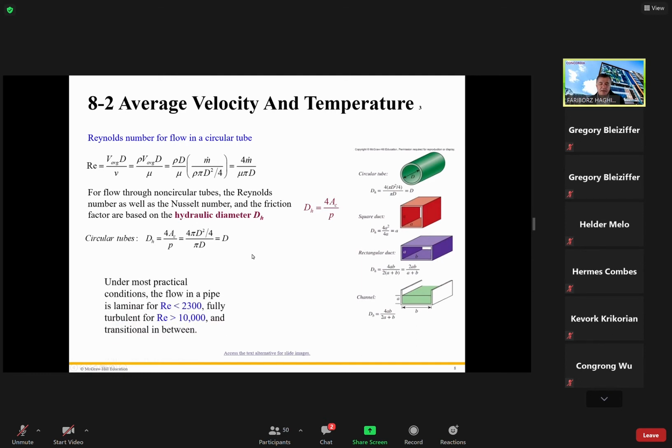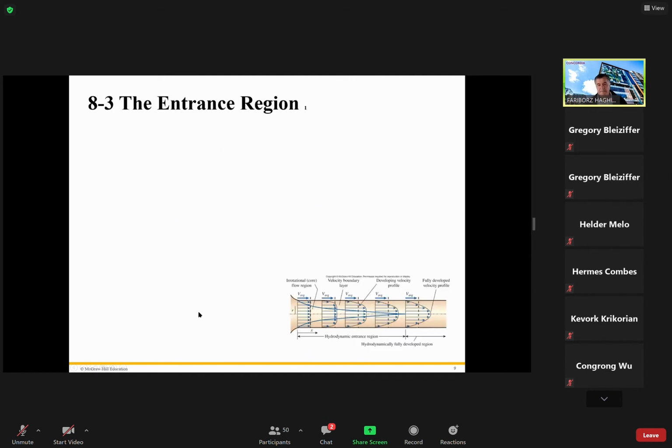Again, we're going back to the pipe and to fluid mechanics. Here your critical Reynolds number is 2,300. It's laminar if it's less than 2,300, and more than 10,000 it becomes turbulent. Remember, keep track of the geometry you're dealing with: is it circular, is it external or internal? These are different critical Reynolds numbers that you have to keep track of. You have seen this in fluid mechanics.